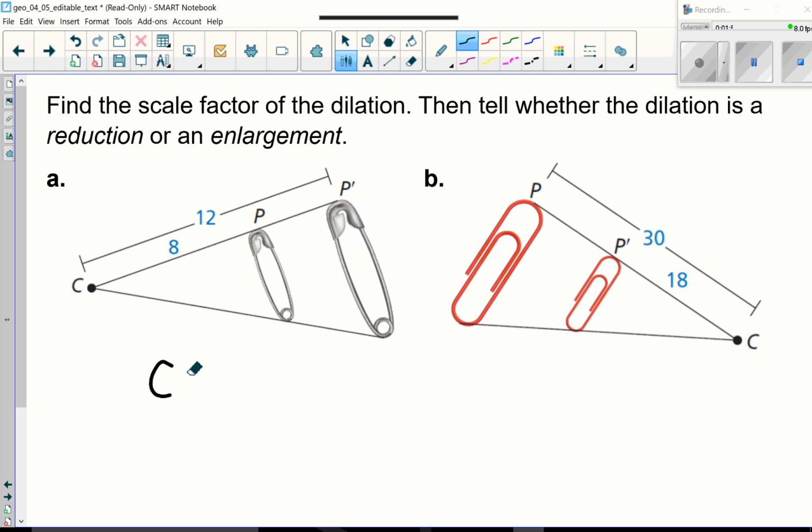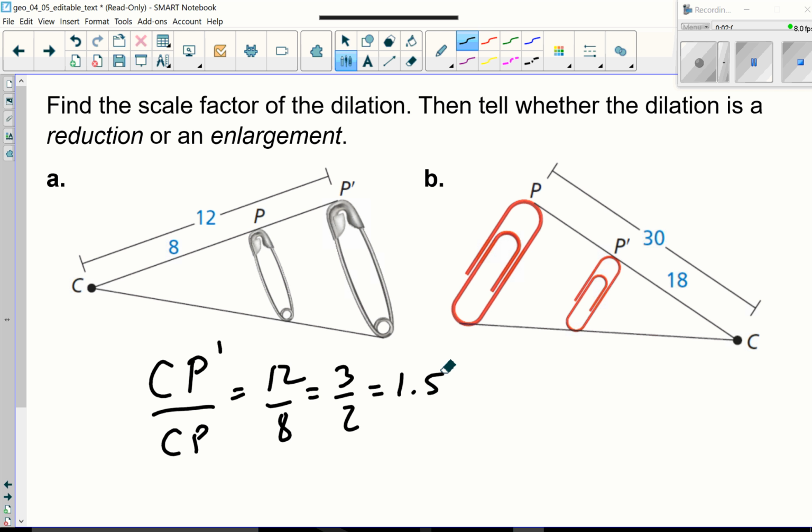Again, we're going to take the image length divided by the pre-image length. For this case, it would be 12 over 8. The ratio of 12 to 8 would be the same as the ratio of 3 to 2. If you want to change that to a decimal, that's fine. That would be 1.5. So K is 1.5. That number is bigger than 1. And since K is bigger than 1, this problem is going to represent enlargement.